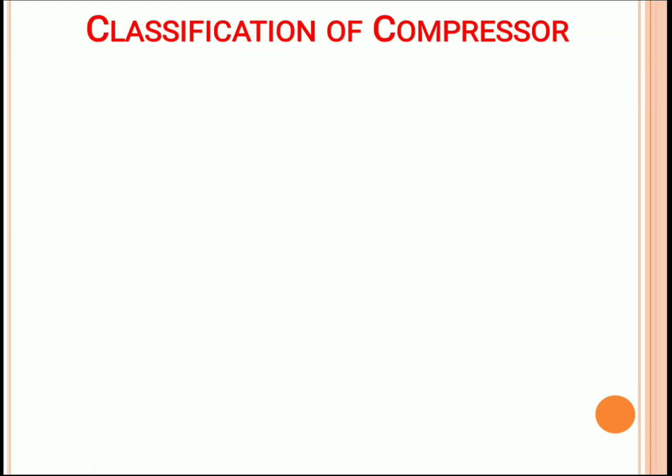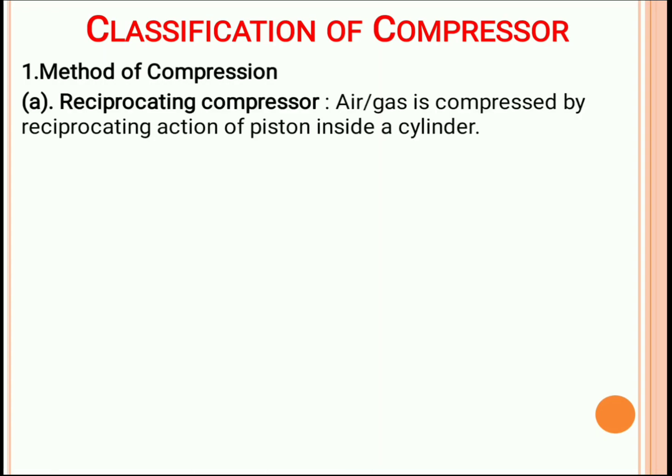Classification of compressor. Now compressors are classified according to different criteria. So we will see those criteria one by one. First is method of compression. According to the method of compression, there are total 3 different types. First is reciprocating compressor, in which air or gas is compressed by reciprocating action of piston inside the cylinder.